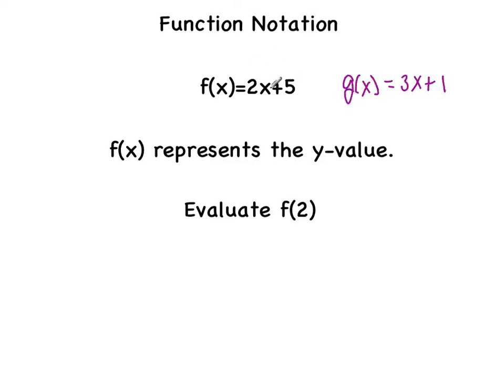That way, when we're referring to our graph or referring to functions, I can say, oh, f or g, and then we're naming them. F of x represents the y value, and now what I'd like to do is evaluate f of 2. So we simply put 2 in for x. So 2 times 2 is 4, plus 5 is 9. And that is all there is to it.